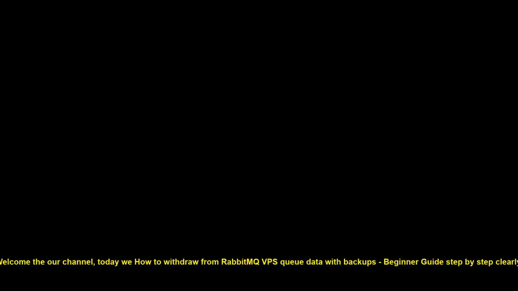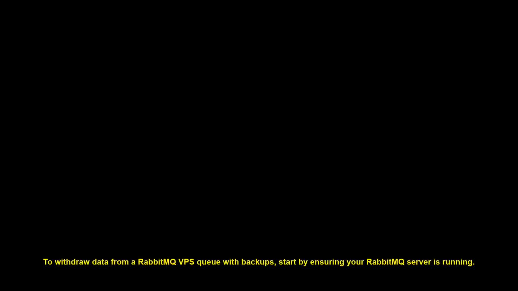Today we show how to withdraw from RabbitMQ VPS queue data with backups, a beginner guide, step by step clearly. To withdraw data from a RabbitMQ VPS queue with backups, start by ensuring your RabbitMQ server is running. Log into your VPS using SSH. Use your terminal or SSH client for this process.